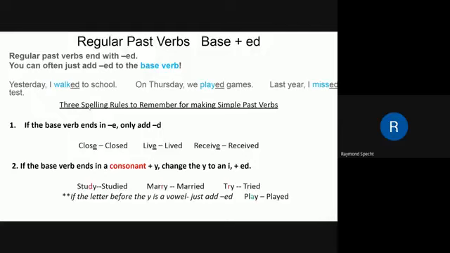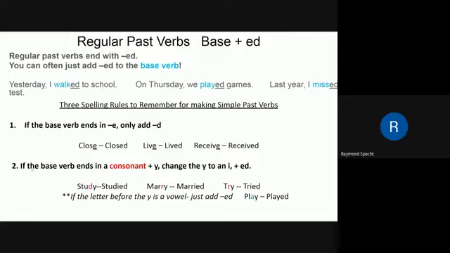Three spelling rules to remember for making simple past verbs. One: if the base verb ends in E, only add D, not ed. Close, closed. Live, lived. Receive, received. As you can see, it ended in E, so all we did was put D on each base word.